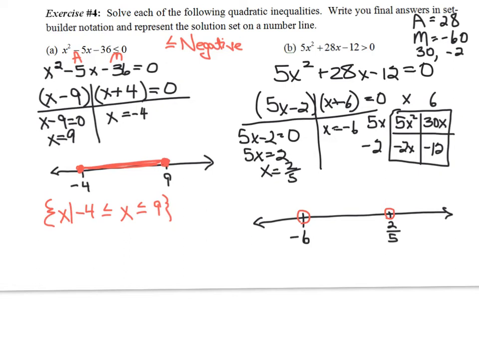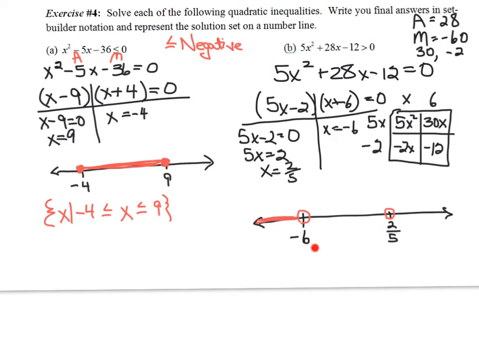Now, let's test a number in each section, but again, as I test, I'm going to test in my factors. So let's try -7. 5 times -7 minus 2, that's negative. -7 plus 6 is also negative. Negative times negative is positive. And yes, I do want positive because greater than 0 means positive. So let's shade in that section.